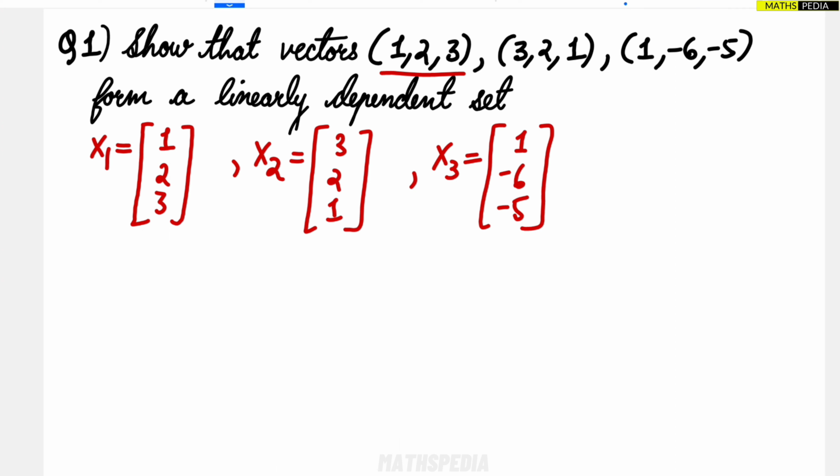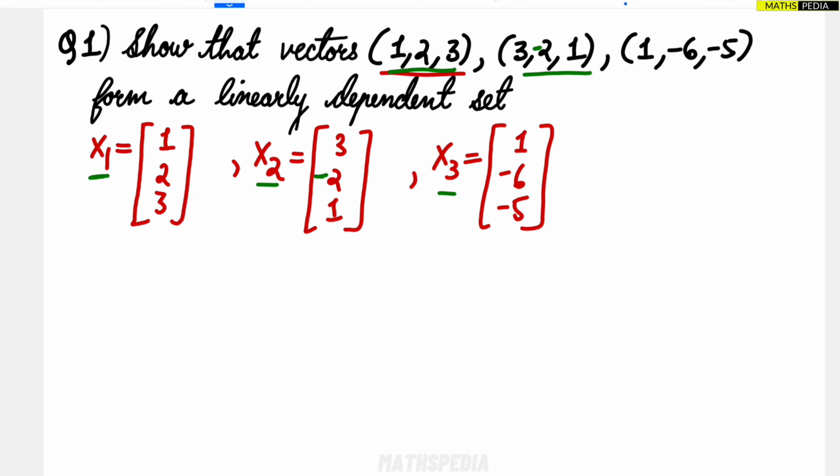Whenever vectors are given, you name them x1, x2, x3. It is not necessary to name them x1, x2, x3; any name you can use. You have to write the vectors column wise, so a column matrix you have to form. Three vectors I have taken and formed: the first I named x1, second x2, third x3. So three vectors I have formed here column wise.